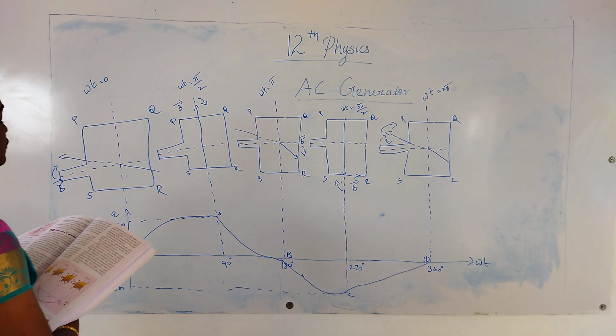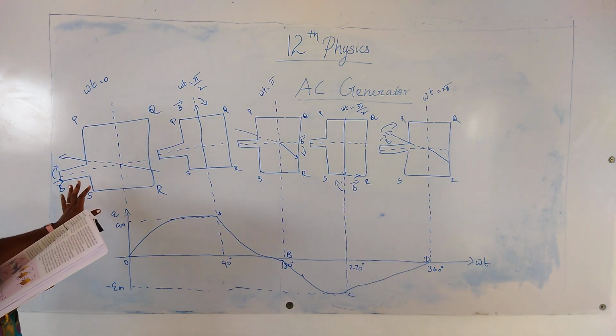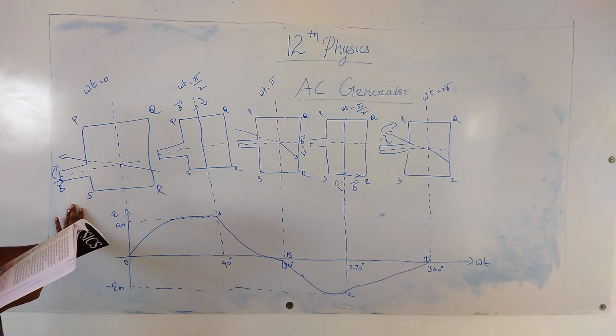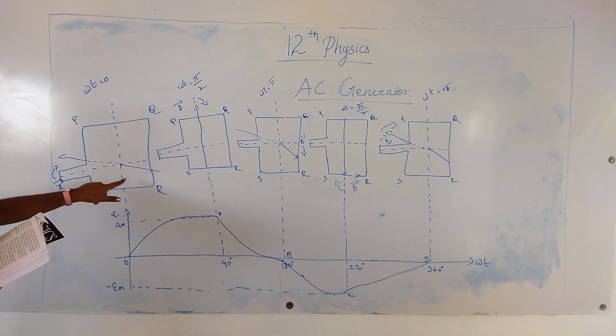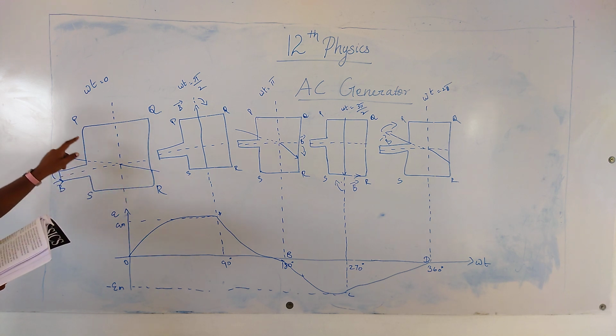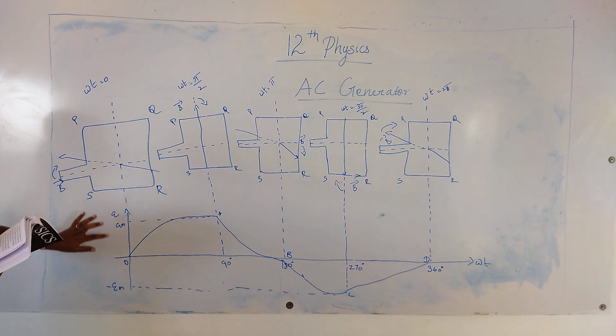Students, assume that the starting position of the field magnet is horizontal. At that instant, the direction of the magnetic field is perpendicular to the loop PQRS. Then the induced EMF here is 0. This is represented by the origin.